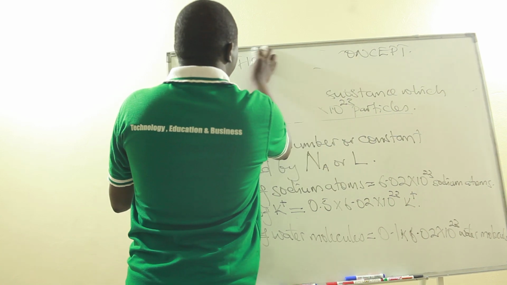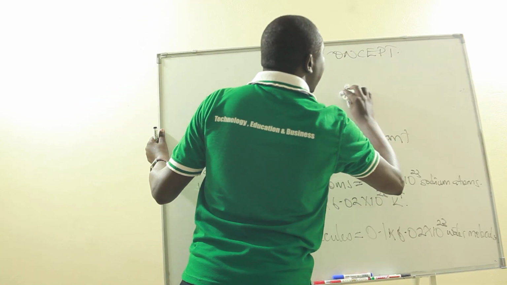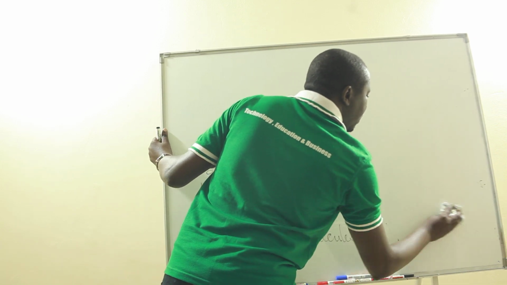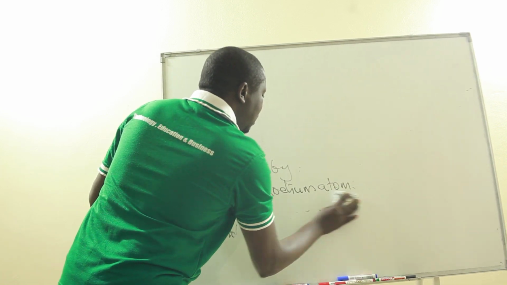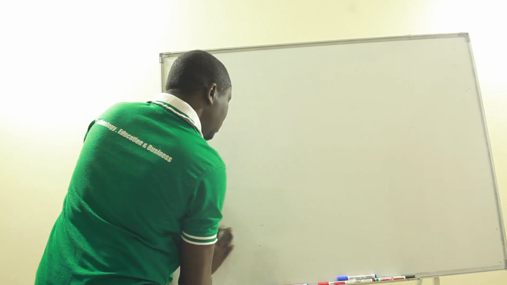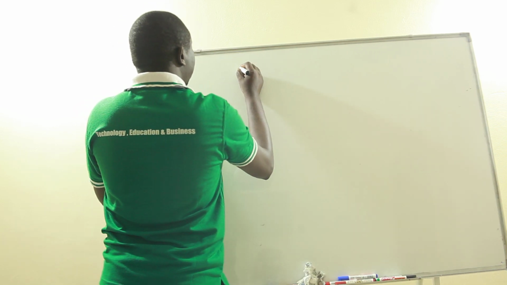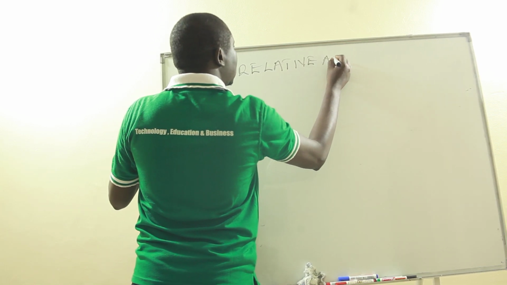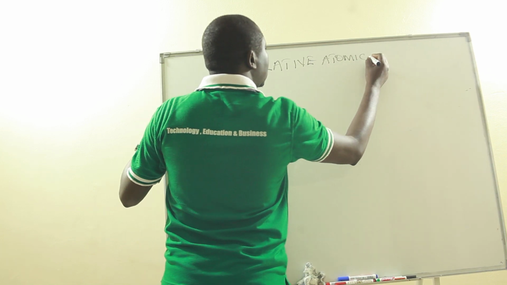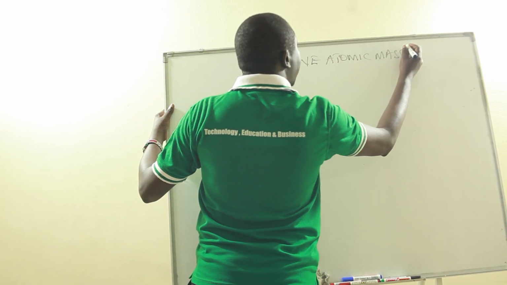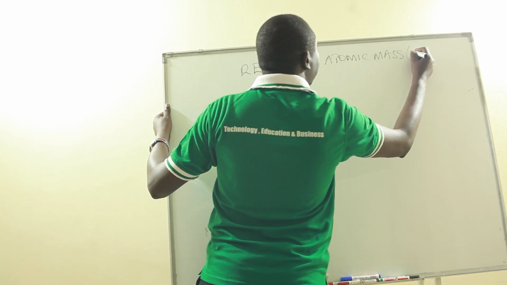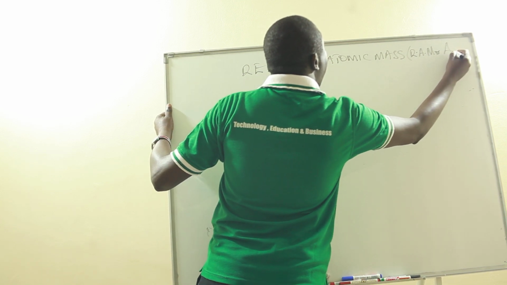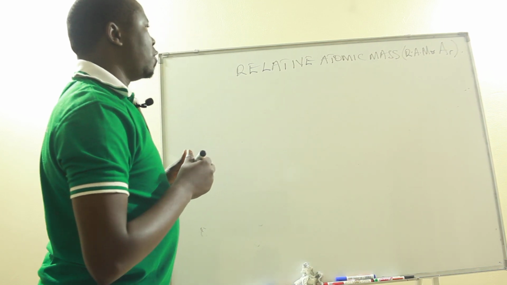So putting that one aside, let us look at something else, what we call the relative atomic mass. Relative atomic mass is denoted by RAM or A_r. That's what we call relative atomic mass.